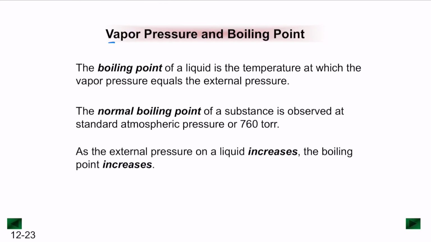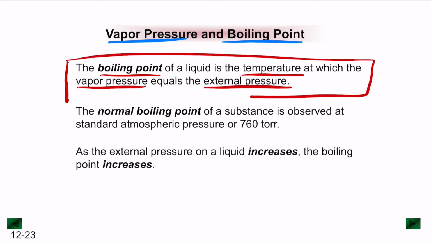Next, let's talk about vapor pressure and the boiling point. The boiling point of a liquid is the temperature at which the vapor pressure equals the external pressure. This is an important point to remember. Boiling point is not decided by any other quantity other than the vapor pressure of the liquid. The boiling point of a liquid is basically the temperature at which the vapor pressure becomes equal to the normal pressure.